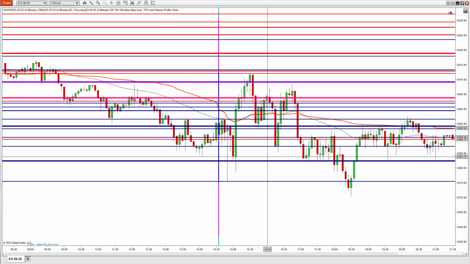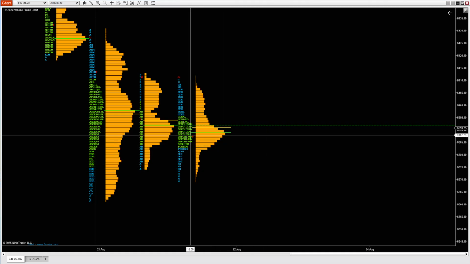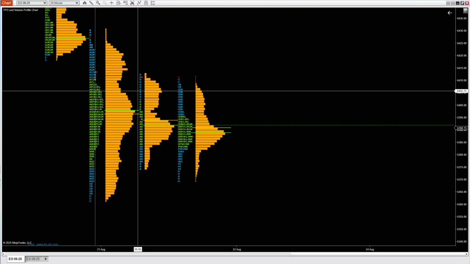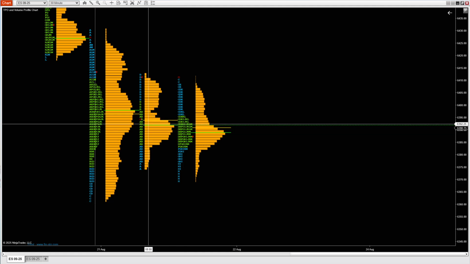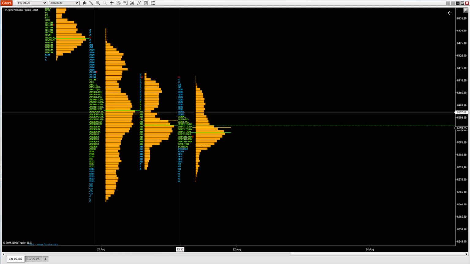It says that if we have an open like within yesterday's range and a two-way auction, we call it an open auction, open type. When we have open auction, open type, there's a high chance the price should come back to VWAP.